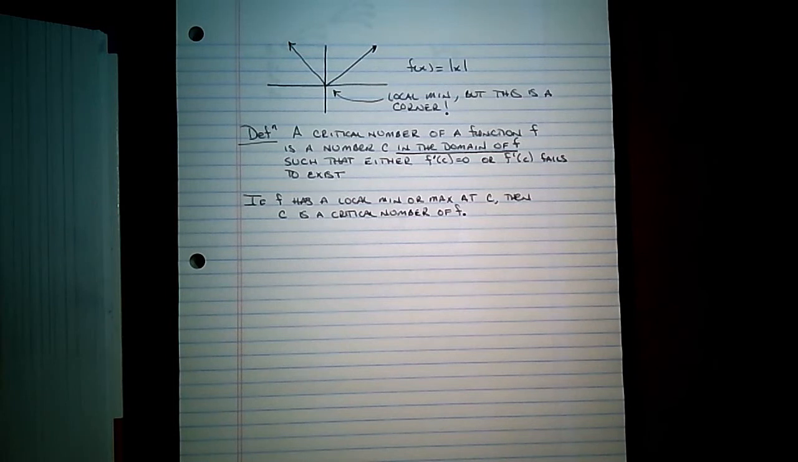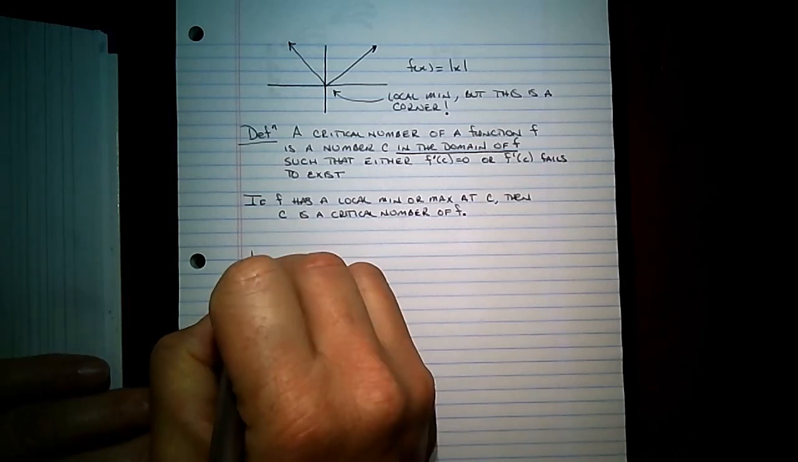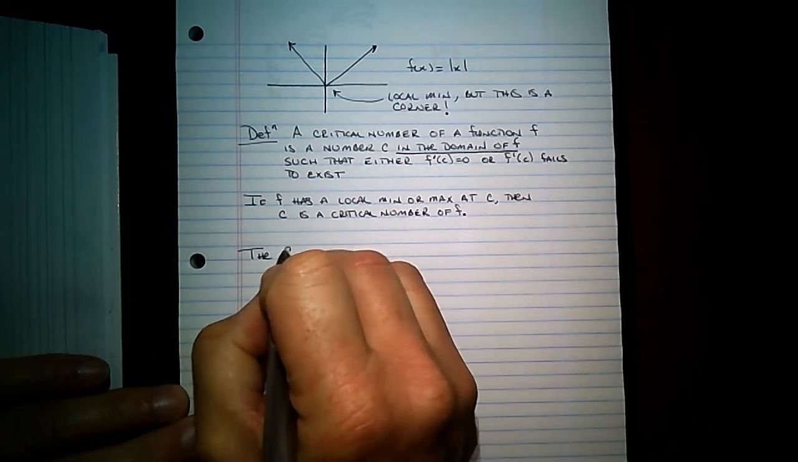Okay? Now, at this point, we take a bit of a tangent. It's not a huge tangent, but it's a bit of a tangent. Mr. Stewart takes a small tangent here, and he says, okay, we're going to talk about something called the closed interval method.